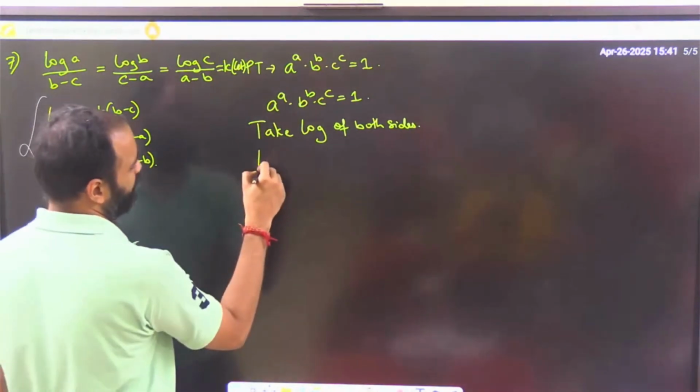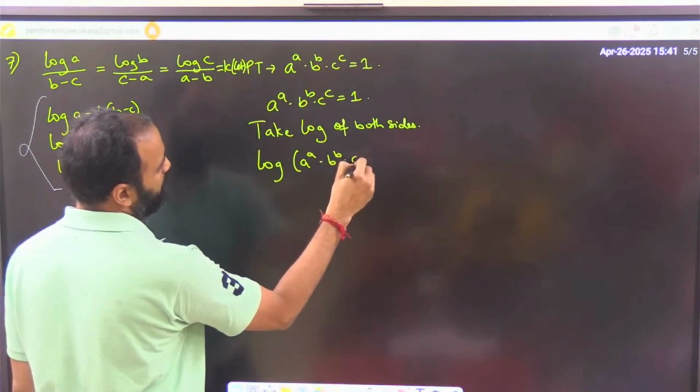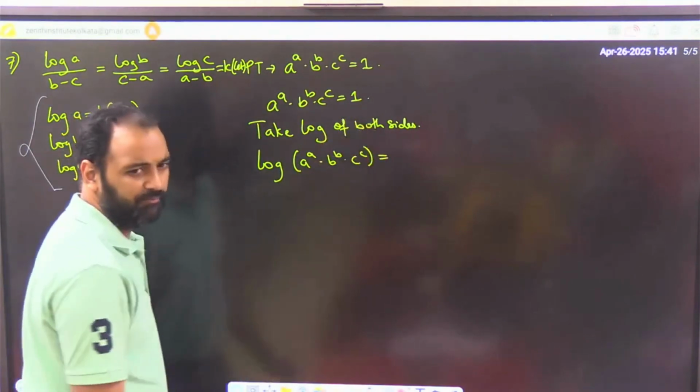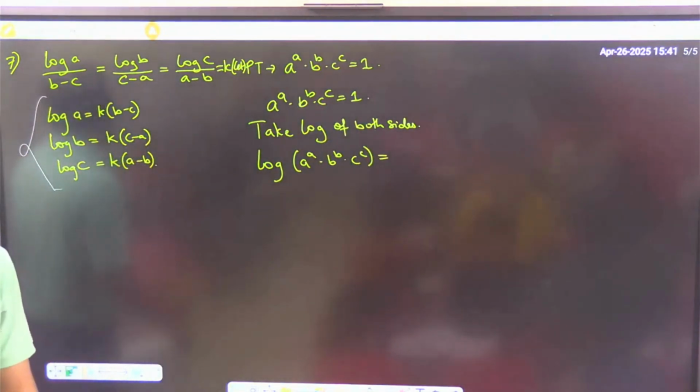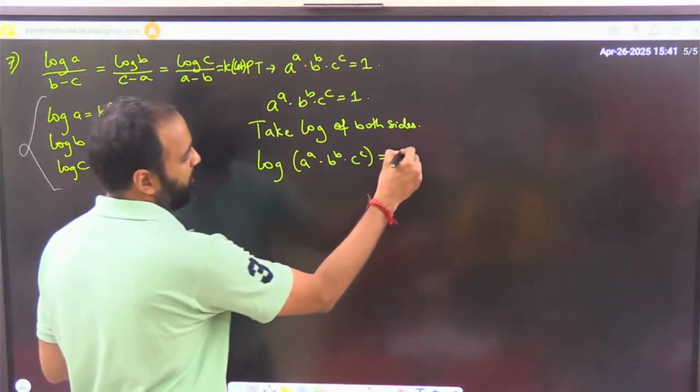So what do we get? Log of A to the power A, B to the power B into C to the power C is log 1. What's the value of log 1? 0. Log 1 is 0. We did that part as well. So this will come out to be 0.